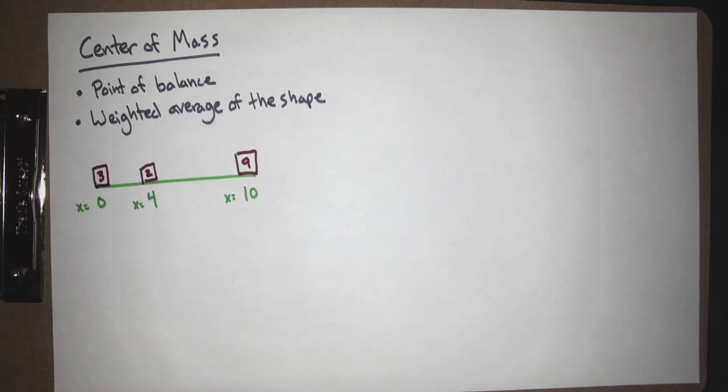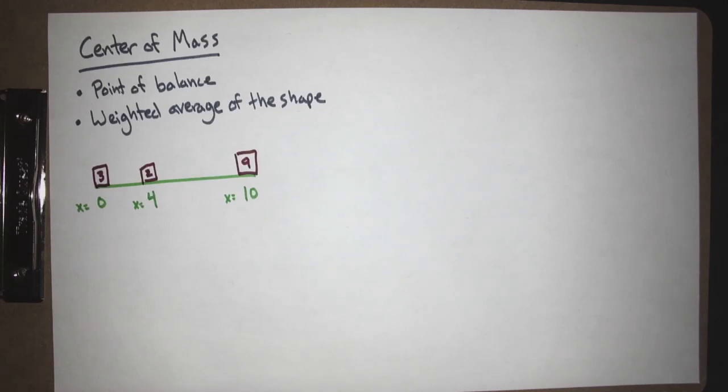It will balance out. And so what is that point? Well, again, it's where everything balances. But how do we find it? What we're really after when we talk about center of mass is we're averaging the locations of the shape. However, it's a weighted average because the shape may not be uniform in density. So some parts are heavier. They need to count for more.